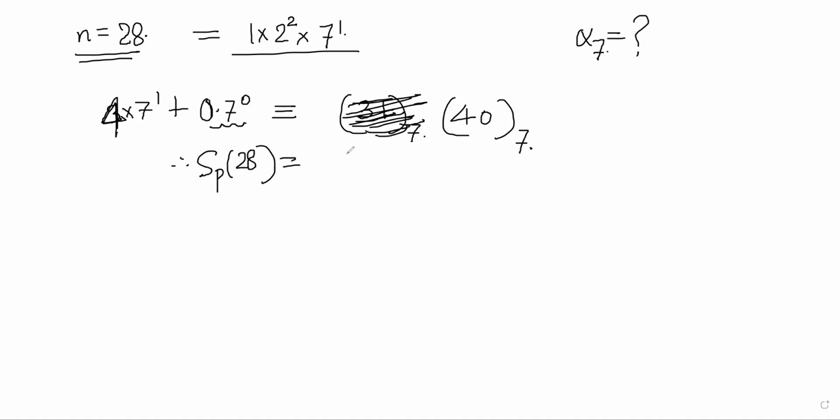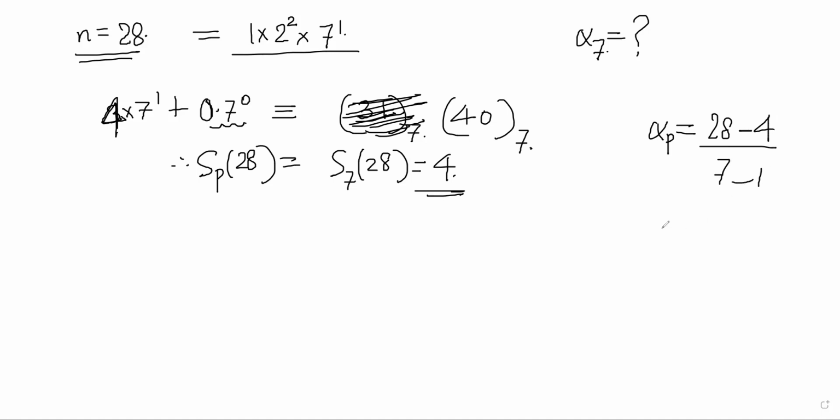So therefore, S_p(28), which is the same as S_7(28), is simply the sum of the digits here, so 4. And if you do the formula now, alpha_p is equal to n, which is 28, minus S_p, 4, divided by 7 minus 1, right? So that is coming out to be alpha_p equal to 24 by 6, which is 4, right?